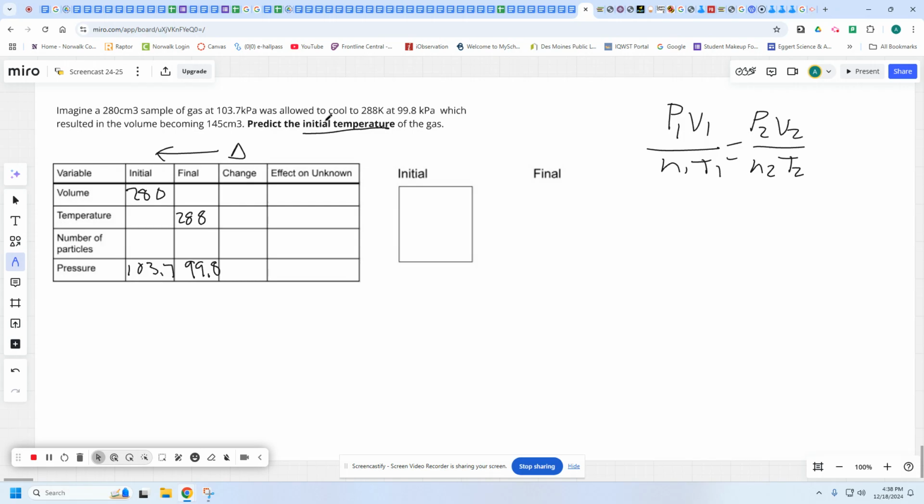Now I know I also want to get temperature initial, so I'm going to put temperature initial as Ti, as T1. I also know the volume decreases to 145 cubic centimeters. And I'm going to assume that the problem maintains a constant number of particles. So I'm just going to dash those out.